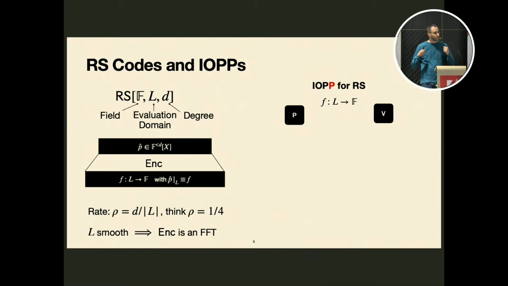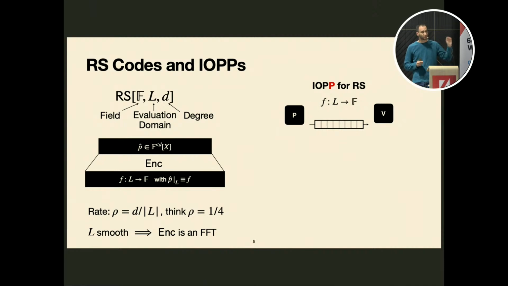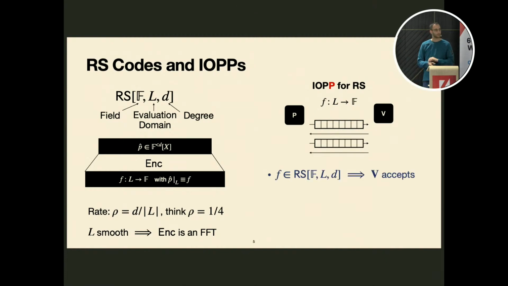And the prover is trying to convince the verifier that this function is indeed a Reed-Solomon codeword. This is indeed an evaluation of some polynomial of degree at most t. So they're going to talk. The prover is going to send a message. This is going to be an IOP. So the prover is going to send some maybe long message. The verifier just has oracle access. In addition to the function, it has oracle access to the prover messages. It can send some randomness. They talk for a few rounds.